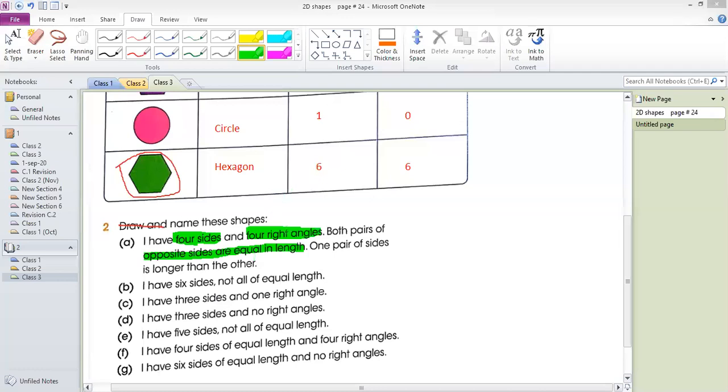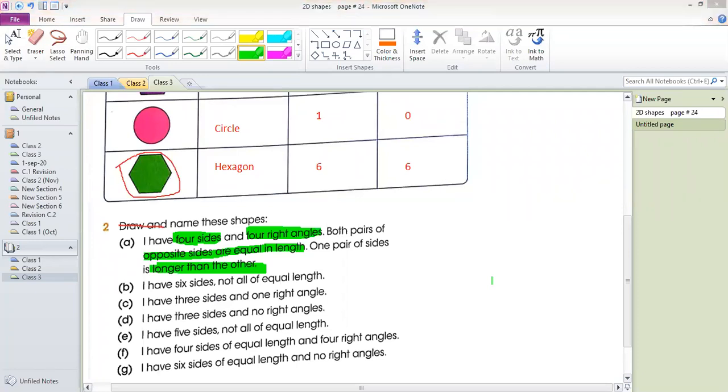But when we get the hint that opposite sides are equal, we know this is not a square, because in a square all sides are equal in length. Here opposite sides are equal in length. One pair of sides is longer than the other. So in a square all sides are equal. So which shape is that?